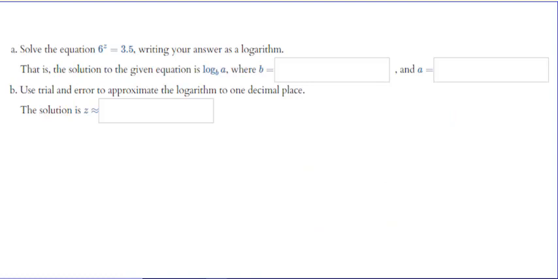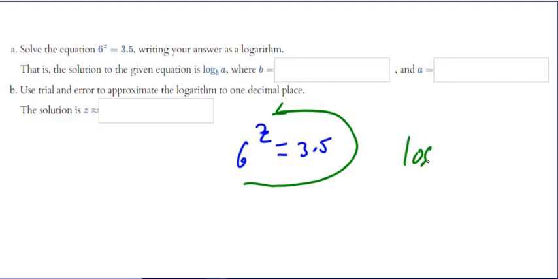Well, let's do this. Solve this. 6 to the z is equal to 3.5. The solution is given log base b of a. Okay, so we've got to write this as a log base 6 of 3.5 equal to z, right?